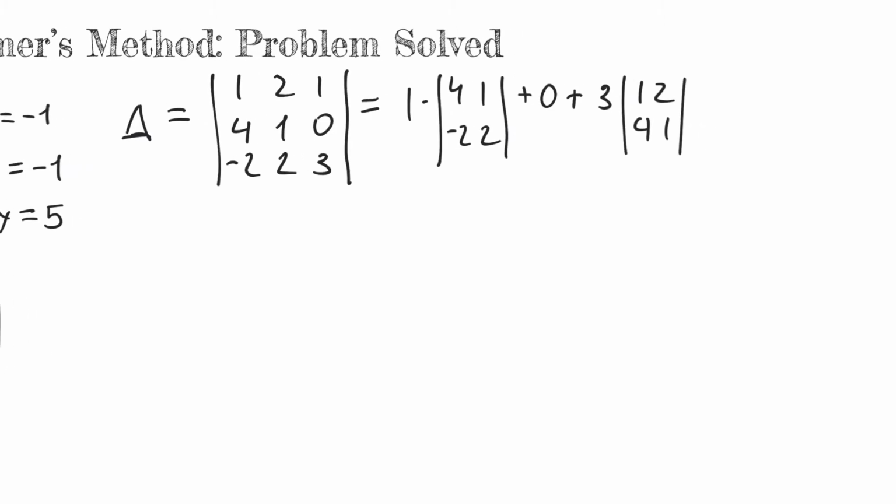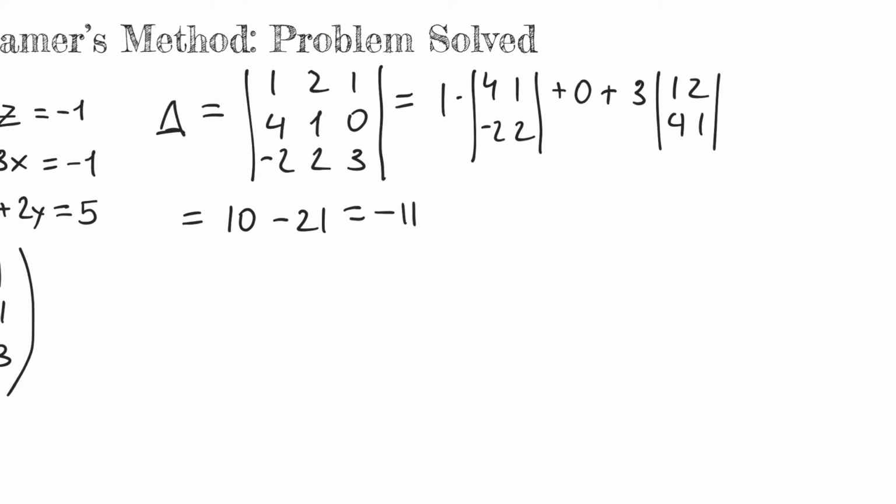So what does that give us? 8 plus 2 is 10, and we have 10, 1 minus 8 is -7, times 3 is -21, so 10 minus 21 is -11. We have our primary determinant. We know that it's not 0, so it has a unique solution.